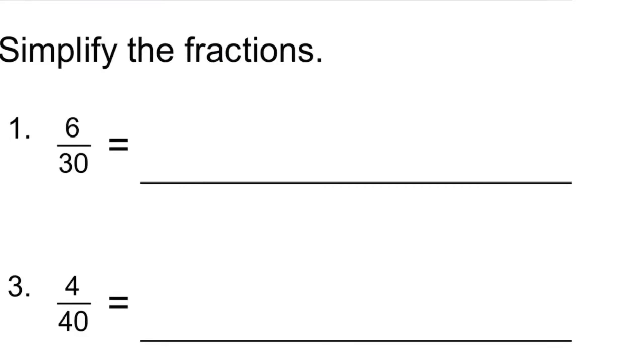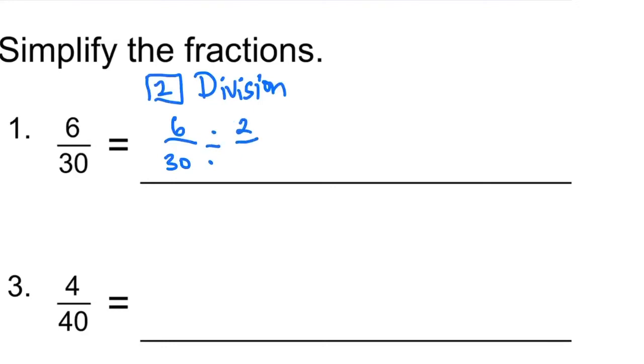Let's do method number 2. Method number 2 is what I call constant division. So let's say 6 over 30, and you don't know the GCF. What you could do is, I know they're both even numbers, so I could divide them by 2 each. So 6 divided by 2 is 3, and 30 divided by 2 is 15.